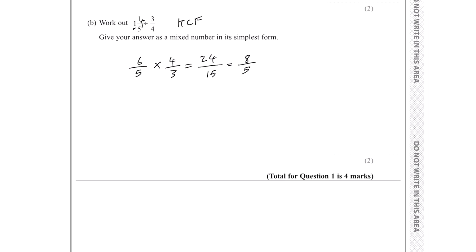Now it says give your answer as mixed numbers in its simplest form. So we've put it in its simplest form. Now we just need to write in mixed numbers. So how many times does 5 go into 8? It goes in 1 times with a remainder of 3. So the denominator stays the same as 5. The number at the top goes out here, and the remainder comes in here. So the answer is 1, 3 over 5.